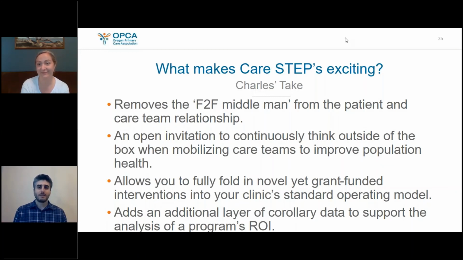I also think CareSteps gives you a whole array of amazing data that you can correlate with your outcomes data and with your cost data when figuring out an ROI for any program that you're monitoring or trying to ramp up.